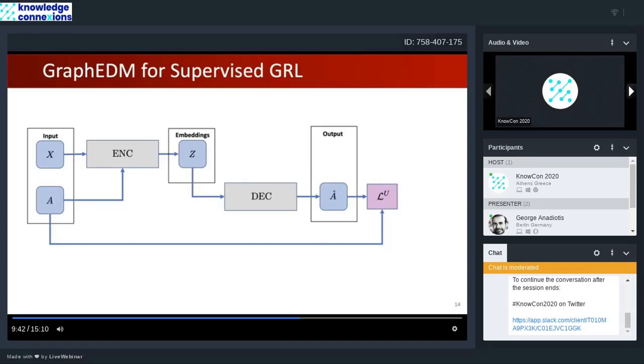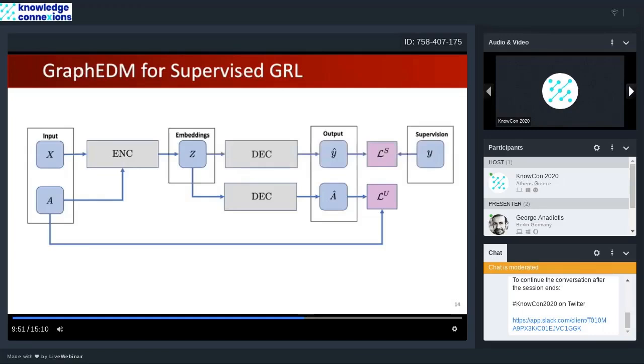For supervised methods, we need to add an additional branch in the GraphEDM framework to account for the label supervision. Essentially, we add another decoder which predicts labels from embeddings, and we still keep the unsupervised decoder, which can be used to regularize the embedding and account for the graph structure in the embedding space. But note that some methods discard this unsupervised decoder, and we'll see some examples next.